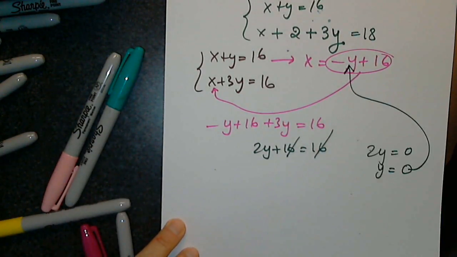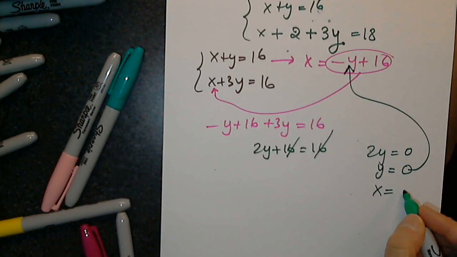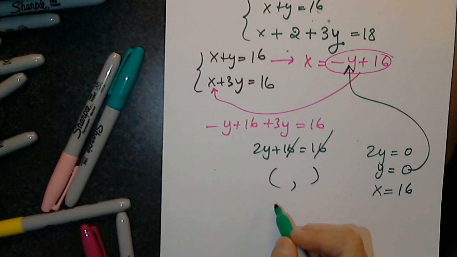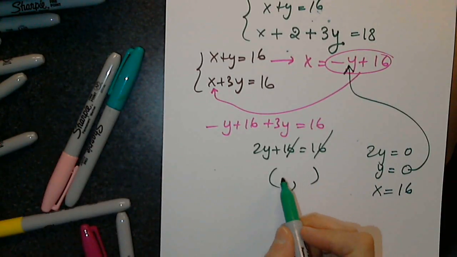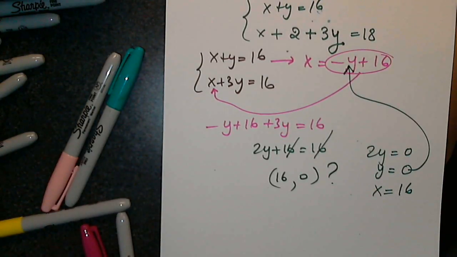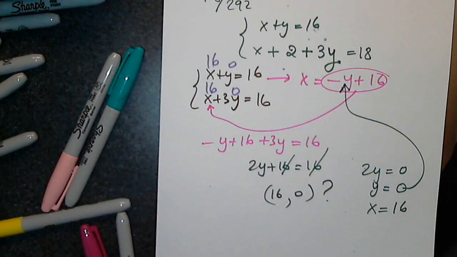That's not enough. I have to go back and solve for x. How much is x? 16. Perfect. What is the ordered pair that I don't trust just yet? 16 and 0. Very good. It has a question mark. I don't know. I can make so many different mistakes here. It's not even funny. So 16, 0.